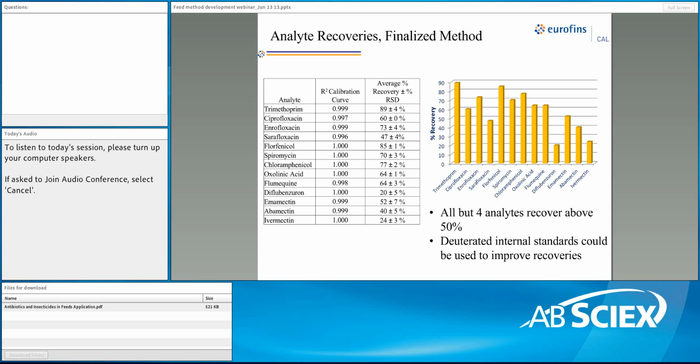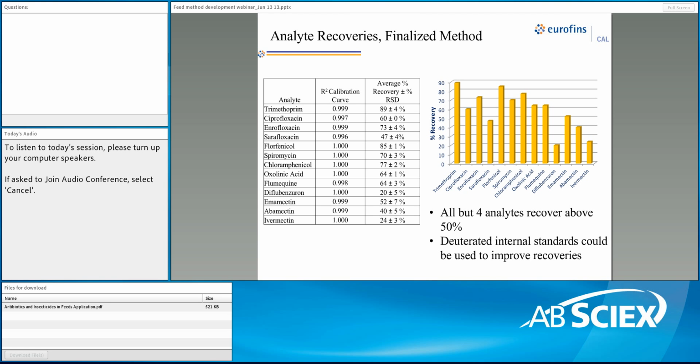This gives a little idea of the analyte recoveries of our finalized method. We have our 13 analytes on our left, as well as our linearity, the R squared of our calibration curve, and these are matrix matched standards here. You can see that the linearity of our cal curve is excellent, 0.996 or higher. As far as our analyte recoveries, we found that all but 4 of the analytes recovered about 50%.